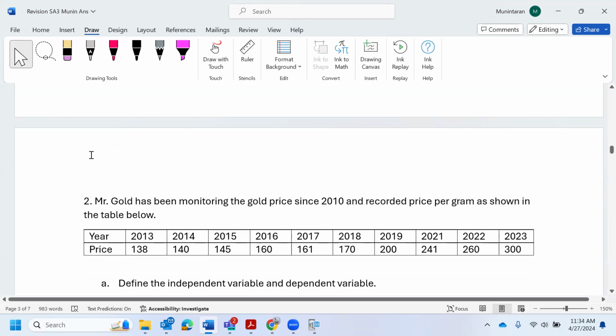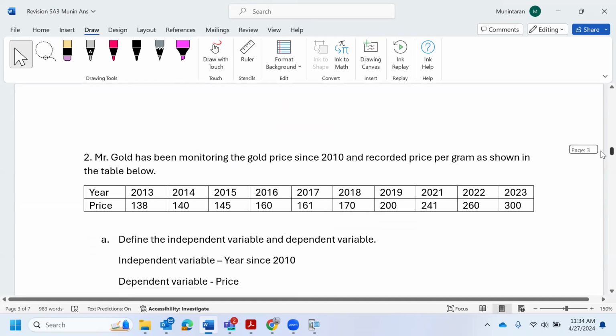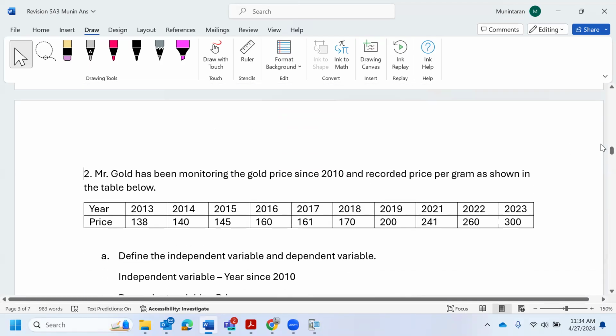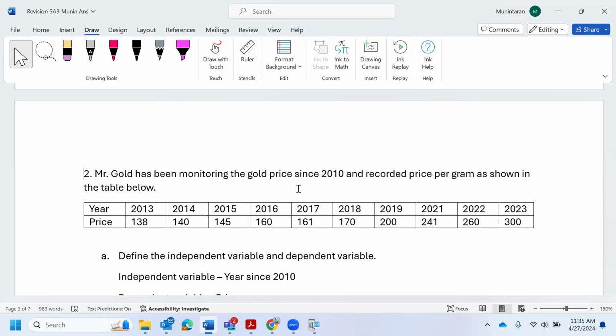All right. Number 2. Simply look at the data. I don't think so. The data is accurate. I just modified it here and there a bit, so that it looks nice.